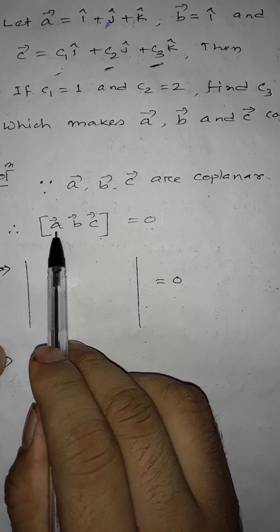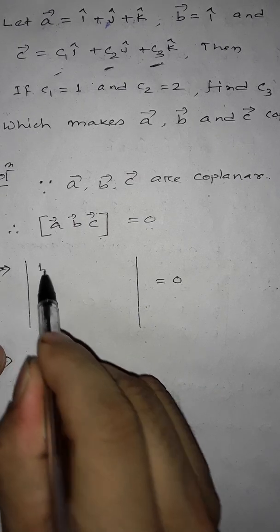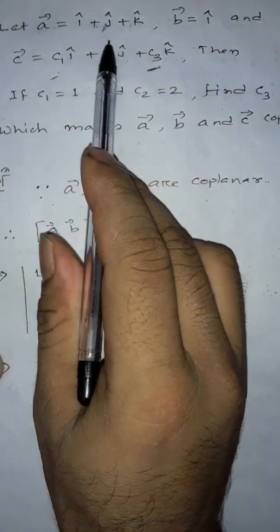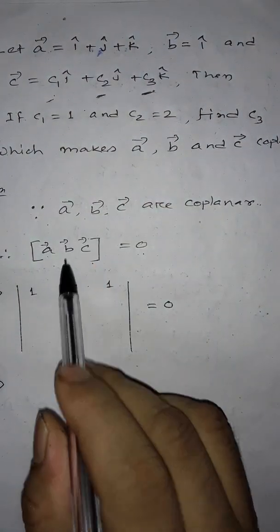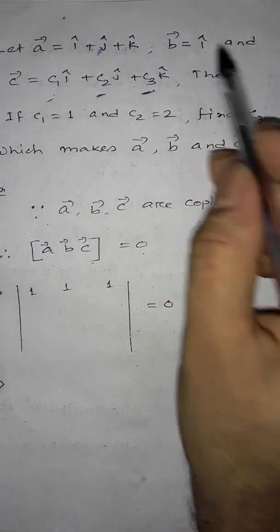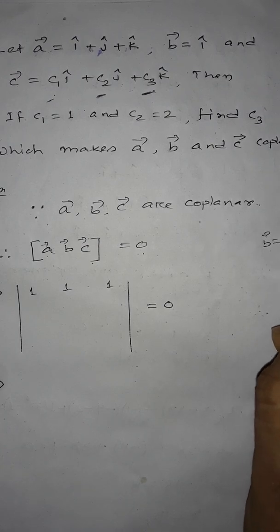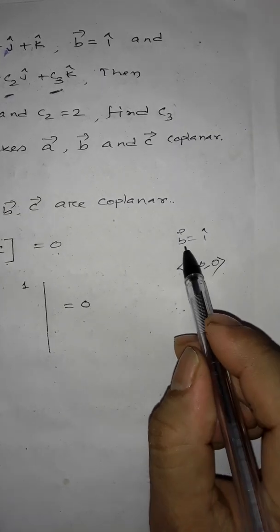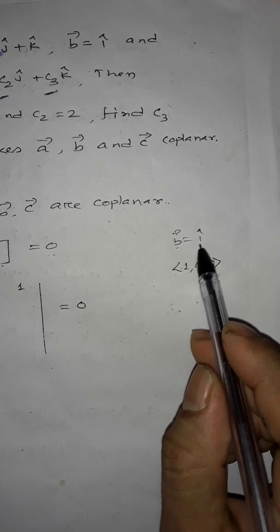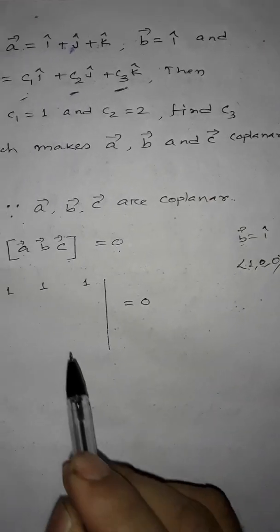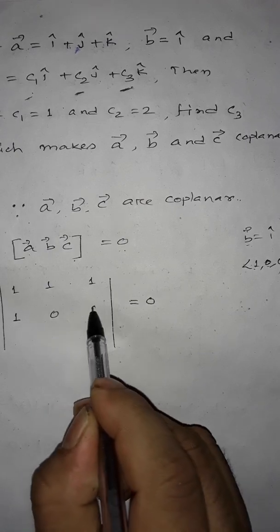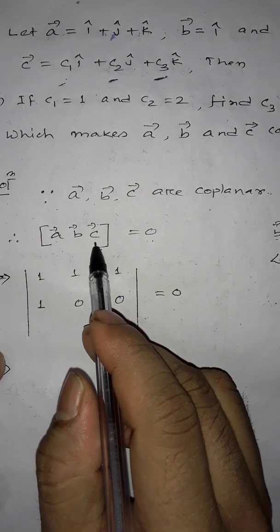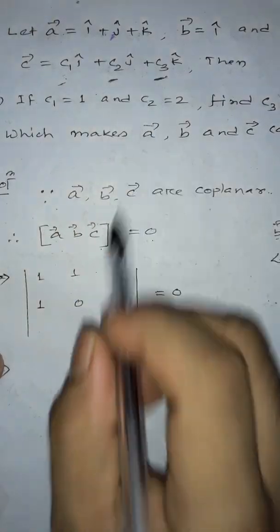The first vector is a, so the first row of the determinant will be 1, 1, 1, the scalar components of the vector a. The second vector is b, and b is vector i. So its scalar components will be 1, 0, 0. So the second row will be 1, 0, 0. The third vector is c, so the third row will be c1, c2, c3.